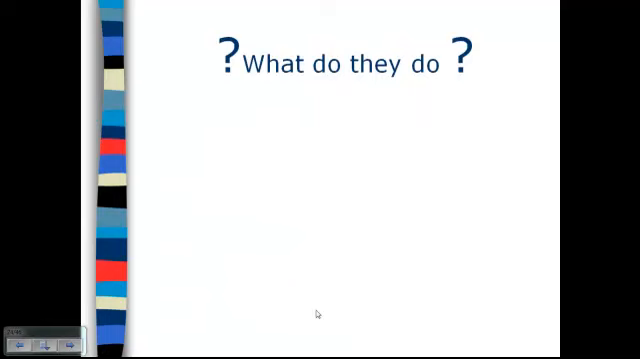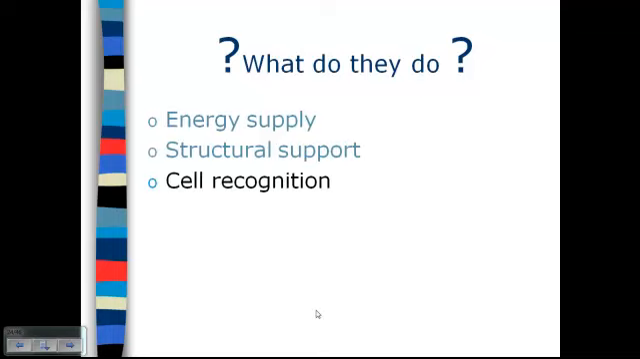So here's what carbohydrates do for your body. Number 1, energy supply. Carbohydrates are great energy supplies. They add structural support, cell recognition. That means there's little antenna on cells made of carbohydrates, and those antenna allow cells to communicate with each other, so they can recognize each other, make sure that they know that you belong in the body. Otherwise, the object will get attacked by your body, by your immune system.